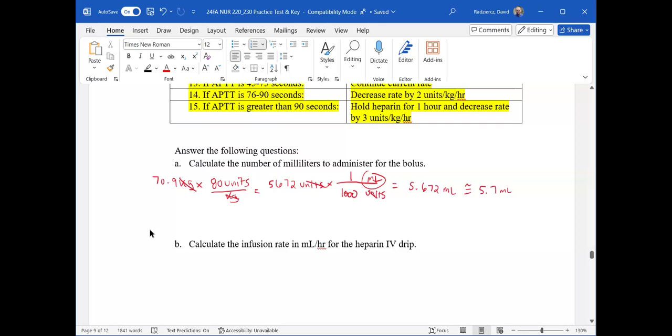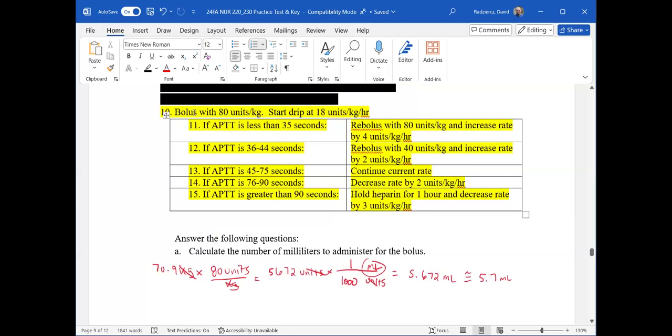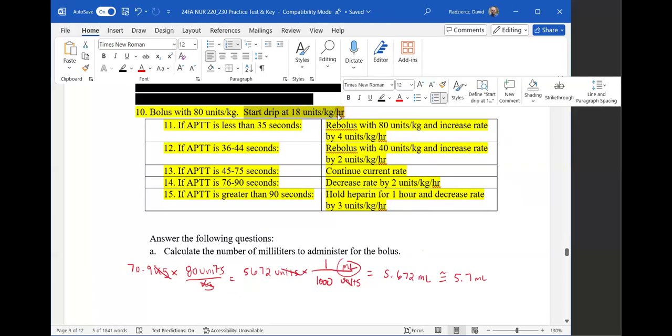For the heparin drip, now we're going to use different data to calculate the flow rate. So when we go back to our protocol, we already did the bolus. Then it tells us to start a drip at 18 units per kilogram per hour. So we still have that kilograms in there that we need to get rid of, but we're just going to use that same 70.9 kilograms. Okay.